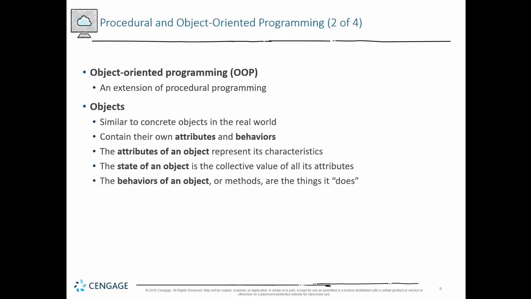All right? Behaviors are also known as methods. For instance, we all eat, we all drink, we all sleep, but we eat different things, we drink different things, we sleep different amounts of time. The attributes of an object are also known as its characteristics. The behaviors of an object are also known as its methods. So the attributes are its characteristics, the behaviors are what it does. Putting that together, you get what's called the state of an object.